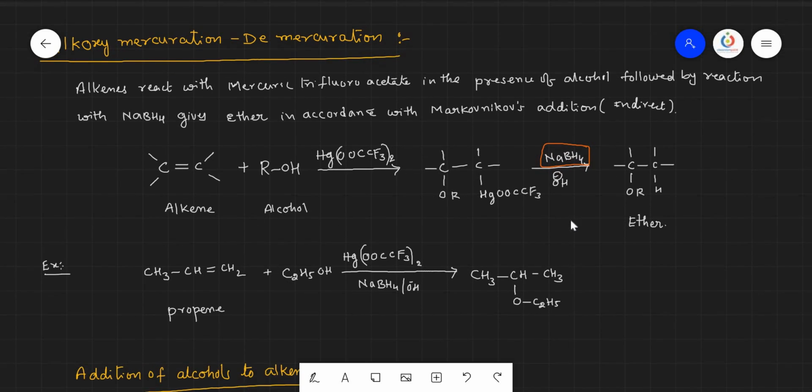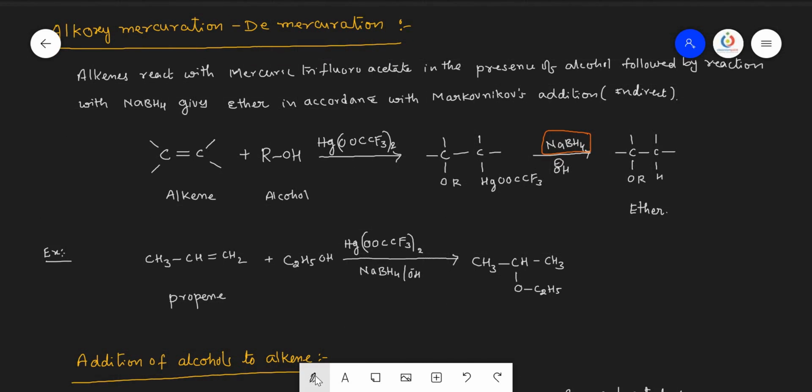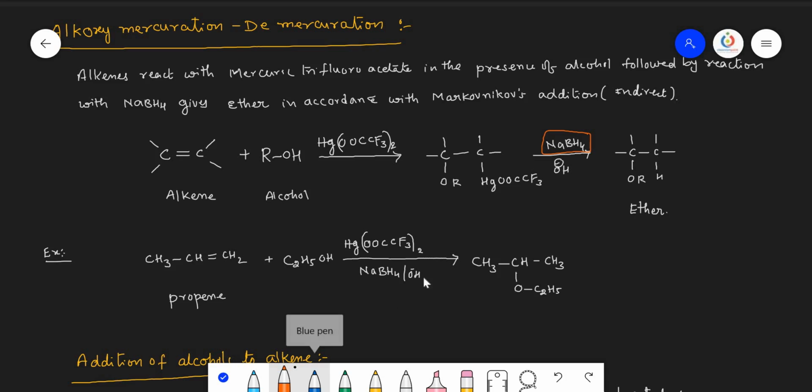If you observe one small thing, it looks like Markovnikov's rule, but it is not Markovnikov's rule, though it is similar to the Markovnikov addition. That's why I have written it here. It follows the Markovnikov addition, an indirect method, because Markovnikov's rule involves the formation of a carbocation. But here no carbocation is formed. That's why we cannot say exactly this is Markovnikov's addition. But the product looks like the Markovnikov addition.